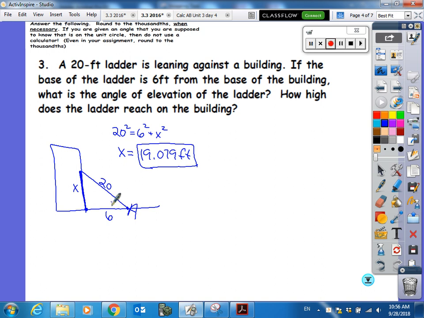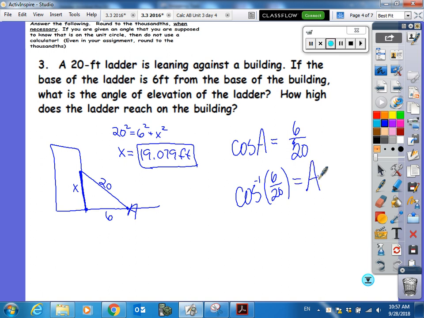All right, so if this is A, 6 is adjacent, and 20 is hypotenuse. So that is cosine. Cosine of angle A is equal to adjacent over hypotenuse. If I'm looking for the angle, I have to take the inverse. So the inverse cosine of 6 divided by 20 equals A. And when we're dealing with triangles, we're always in degrees unless it tells you otherwise. So these word problems are going to be in degrees unless it tells you otherwise.